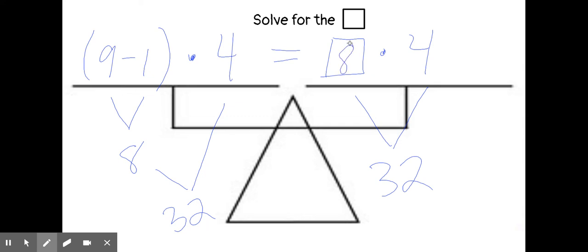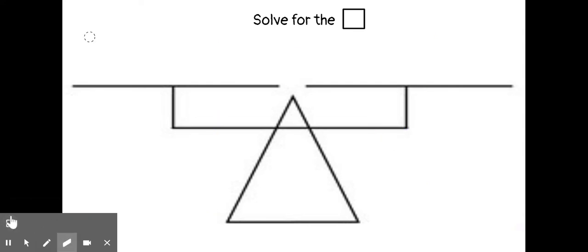And maybe some of you saw that. Maybe some of you saw, oh, okay, well, 9 minus 1 is 8. So 8 times 4 has got to equal 8 times 4. That would be the shortcut, but some of us aren't ready for that shortcut. Some of us need to see it all the way through, and that's totally fine. Okay, let's jump into another example.